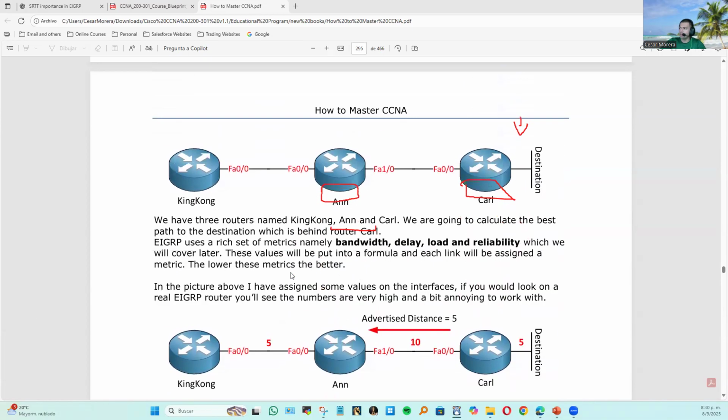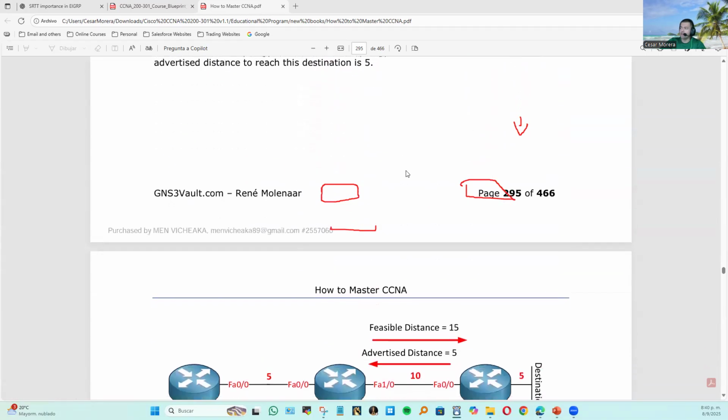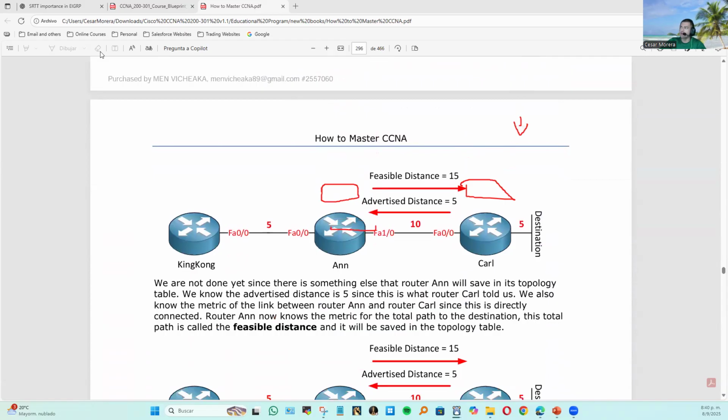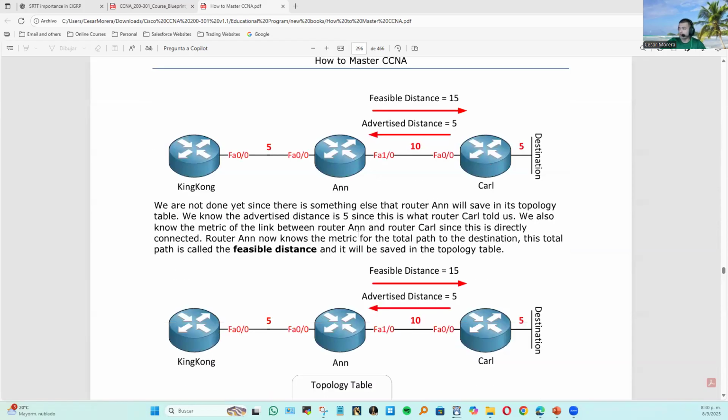Okay, let me see if we can have a better explanation about this. Let me continue showing you how the advertised distance works. So after the advertised distance, we have the feasible distance. Let's learn about that one. We're not done yet, since there is something else. Router Ann will save in its topology table a feasible distance of 15.